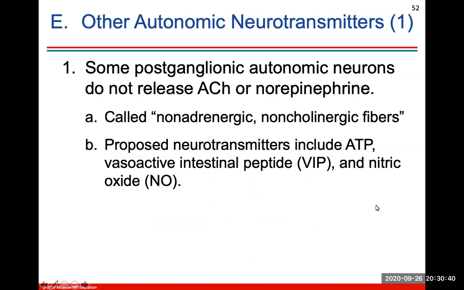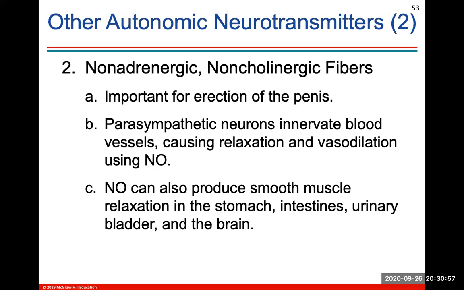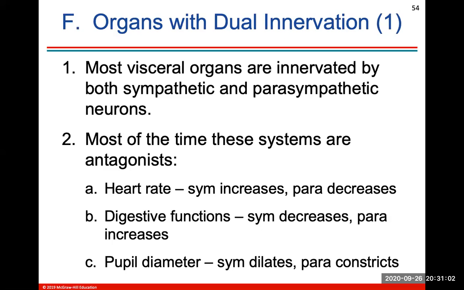Other autonomic neurotransmitters: some do not release acetylcholine or norepinephrine, and they can include ATP, vasoactive intestinal peptide, VIP, and nitric oxide, but the main ones are acetylcholine and norepinephrine. These are a couple other different fibers that I'll let you guys read through on your own. I really want you to understand, though, the general basics, differences between the parasympathetic and sympathetic nervous system and what neurotransmitters are important for each.